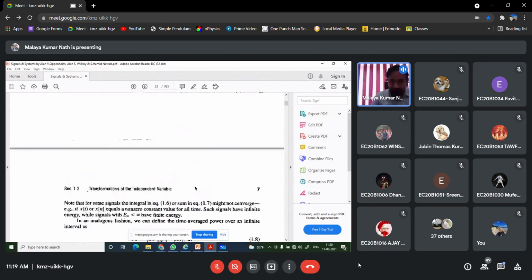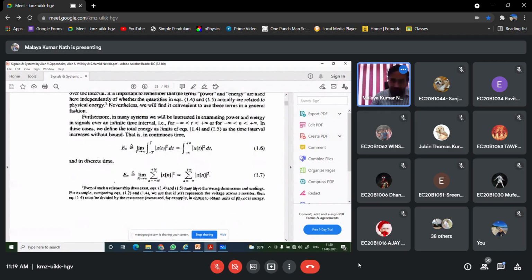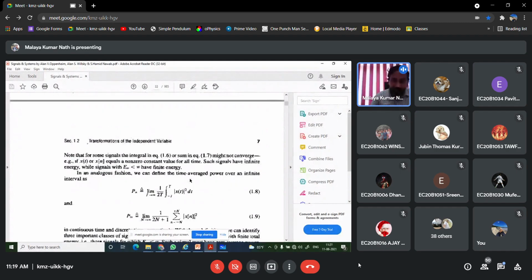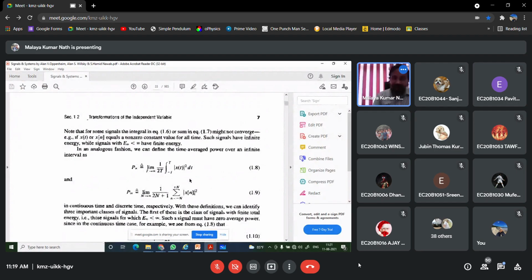When we calculate the energy of a signal, it may take some finite value, it may take an infinite value, or it may take a value equal to 0. So what is called an energy signal? An energy signal is a signal which has finite energy and 0 average power. That means if it computes the power from T1 to T2, it will give rise to 0 average power.